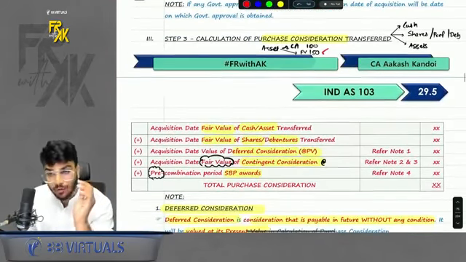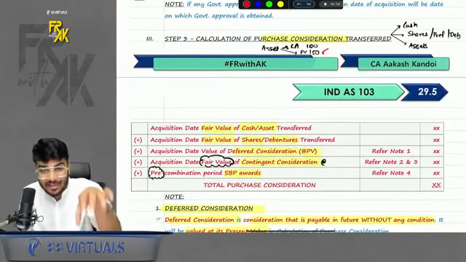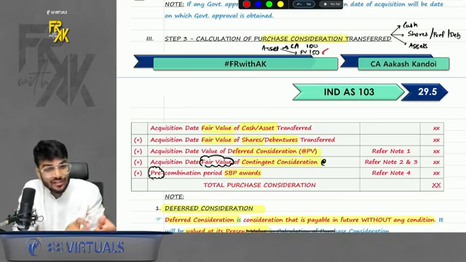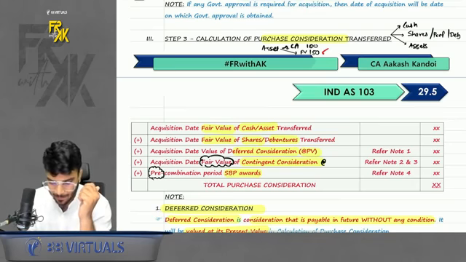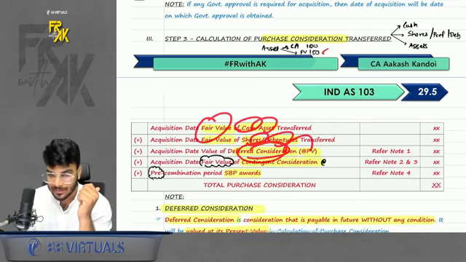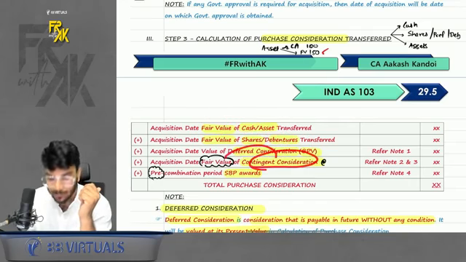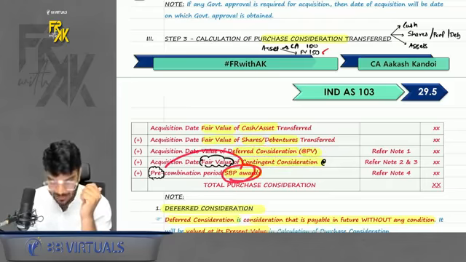So finally, if I want to do the revision within revision as well, I will say in step number 3, cash, asset, shares, debentures will come at fair value, deferred consideration will come at present value, contingent consideration will come at fair value, and SBP award pre-amount will come.